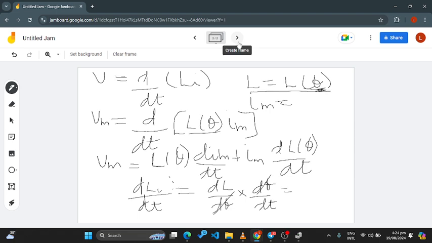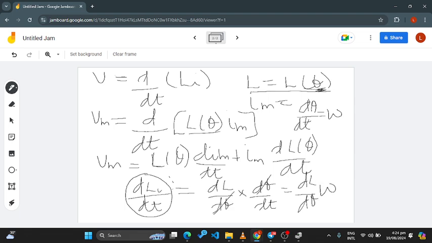Okay, so if this is the case, what is in physics? We saw that whenever you have a change in angular position or angular displacement with respect to time, that is equal to what? Angular velocity, omega. Therefore, this equation over here, which is dL/dt, can also be written as dL/dθ times what? Omega. I hope this is making sense.